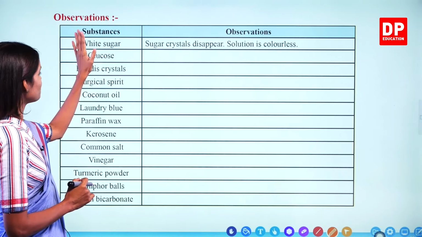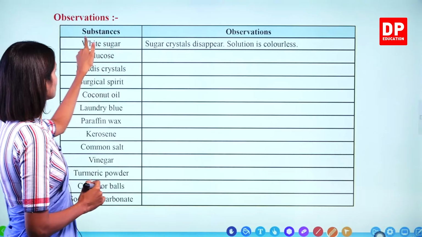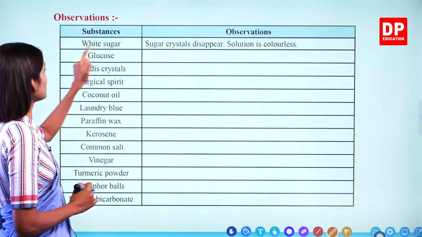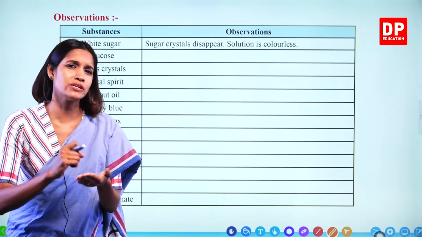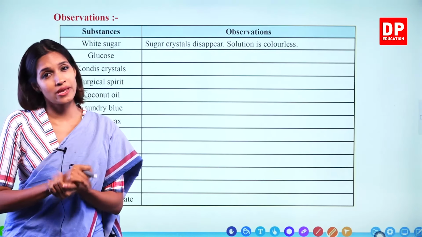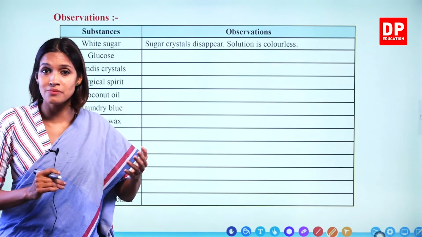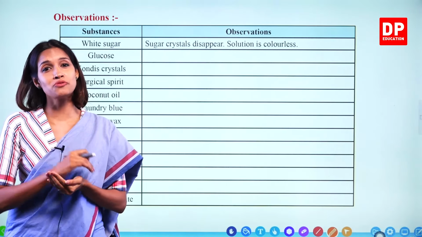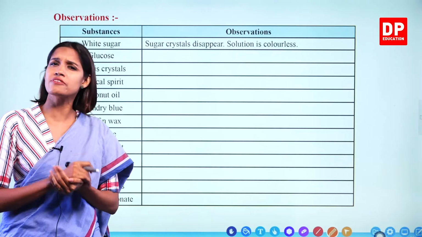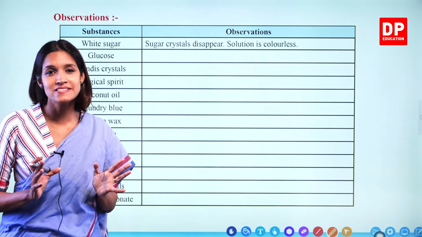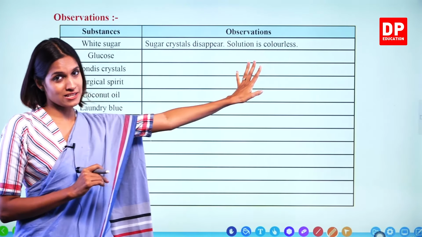Observations. So here we have two columns, substances and observations. Now the first one is done. Okay? So white sugar, what happened when I dissolved white sugar? When you dissolve white sugar, it dissolves really well. Okay, so sugar crystals disappear. Sugar crystals disappear means it mixes really well with water. So after dissolving this white sugar, what was the color? The water was colorless, right? Sugar crystals disappear. Solution is colorless.